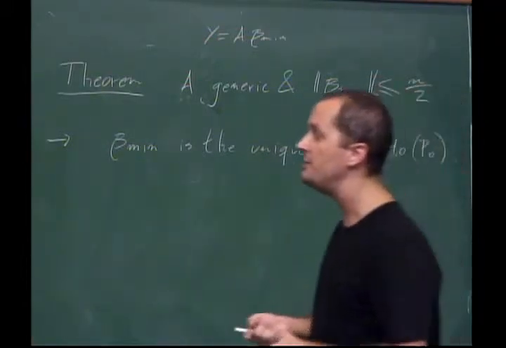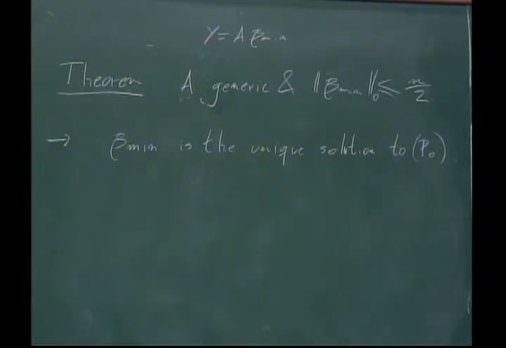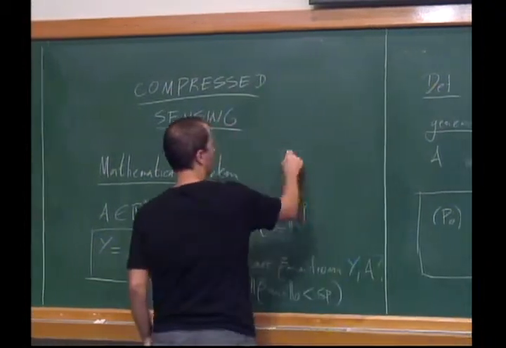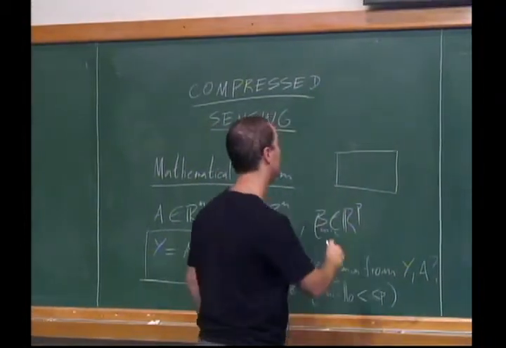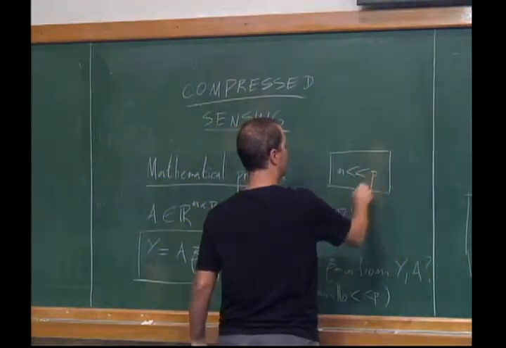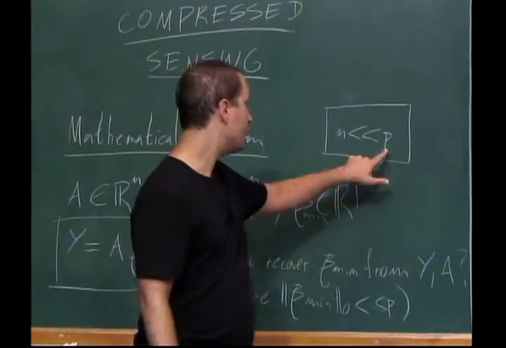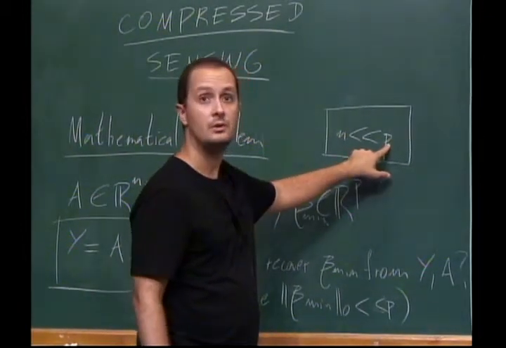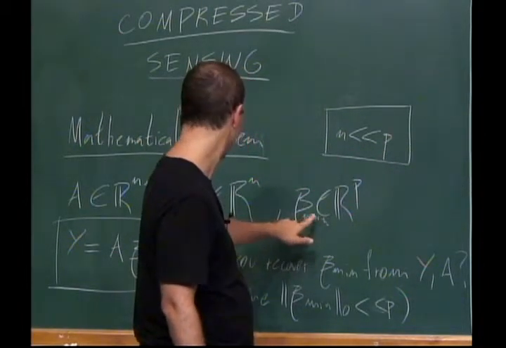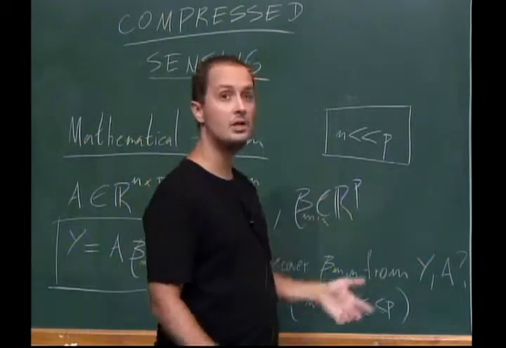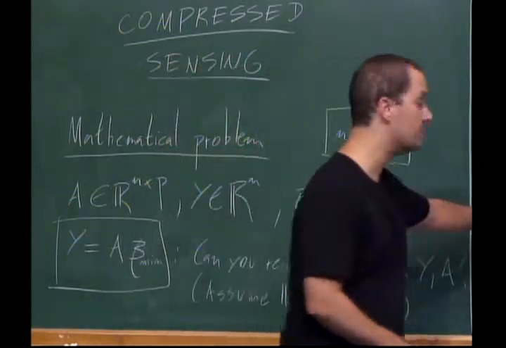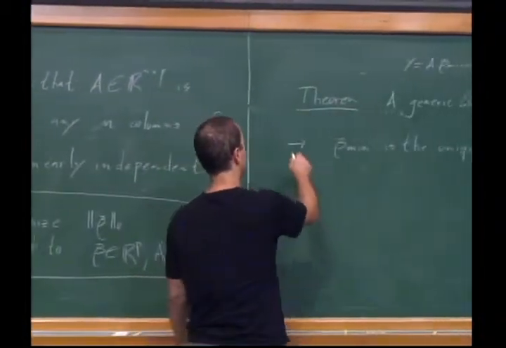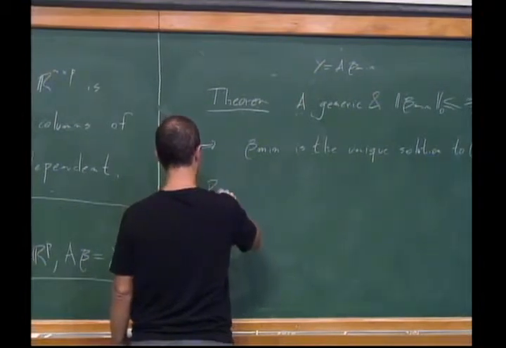So I'm not claiming here that I can solve this system when, say, the number of non-zero coordinates of beta min is p. Remember that we want to consider the case where the number of equations is less than the number of unknowns. Otherwise, everything's sort of trivial. So we're in this regime. We cannot expect to solve a general system of equations with n equations and p unknowns. But we can expect that if we know that there is a solution which has at most n over 2 non-zero coordinates, then we can recover it by this problem. It's going to be the unique sparsest solution to the system. And the proof is really simple.